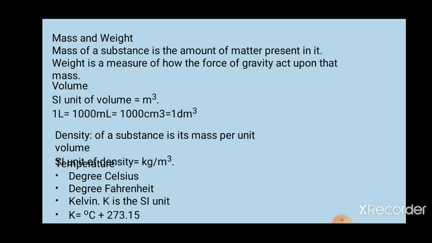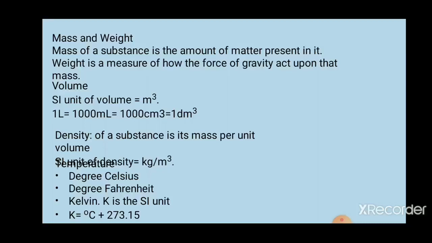So what is the SI unit of density? It is kg per meter cube. Mass divided by volume. The SI unit of mass is kg. The SI unit of volume is meter cube. So based on that, the SI unit of density is equal to kg by meter cube, or kg per meter cube.